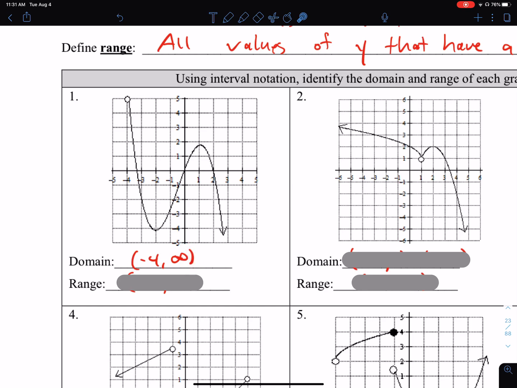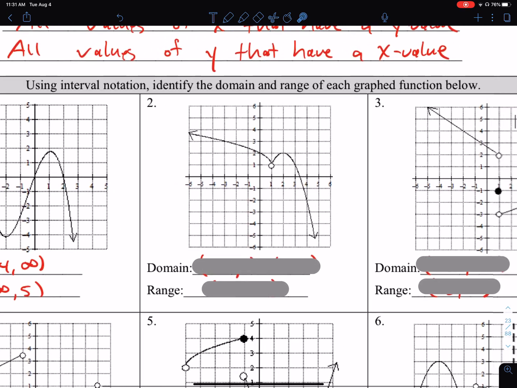The range, that's the y values from lowest to highest. This is starting all the way down at the bottom, that's -infinity, and it goes up until it gets to 5, and then it's an open circle. So the range is from -infinity to 5.